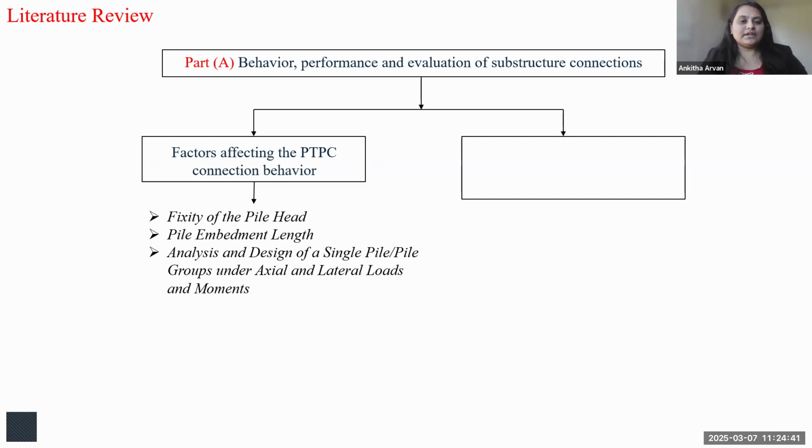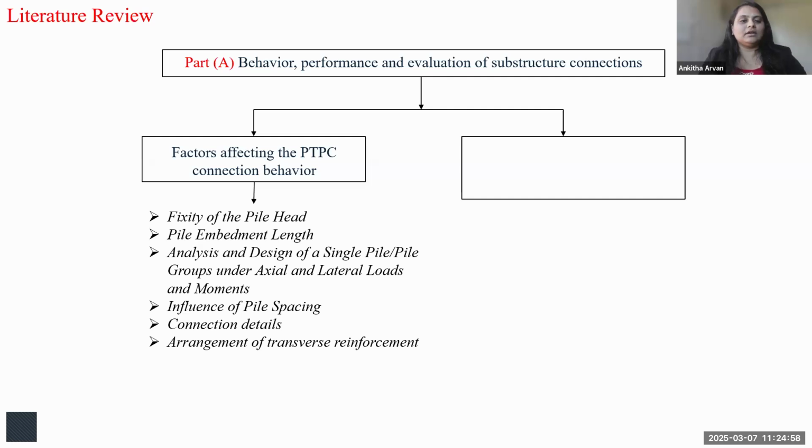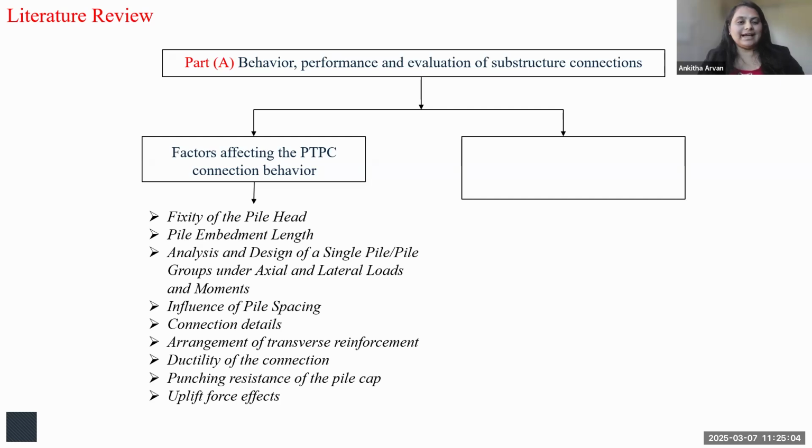Then analysis and design of a single pile or pile groups under axial, lateral, and moment loadings. Then we had the influence of pile spacing, then the connection details, if it was reinforced or plainly embedded, like I said. So all these effects of transverse reinforcement, ductility of the connection, punching resistance of the pile cap, and uplift force effects were covered. Also, the influence of pile cap embedment into the soil. In some cases the pile cap was embedded a little bit into the soil. So all the literature was understood for analyzing the substructure connections, basically.